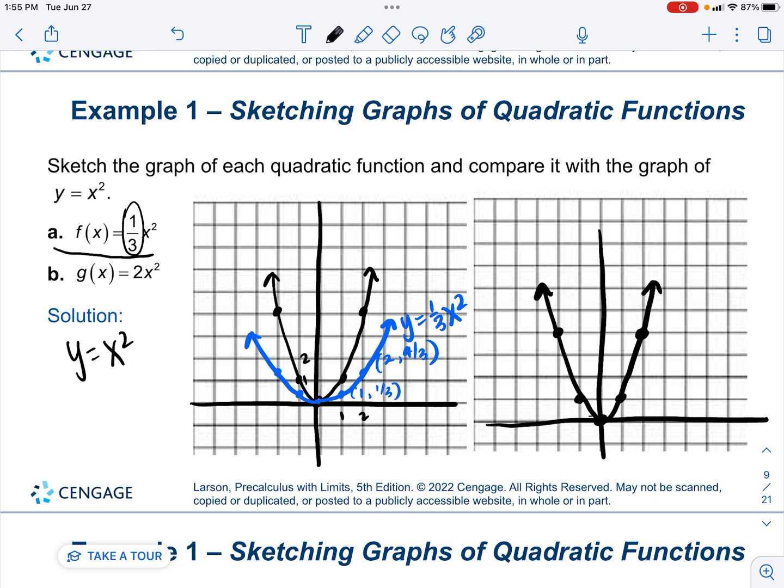And this one has a 2 there. So now my y values are doubled. So instead of over 1 up 1, it's over 1 up 2. Instead of over 2 up 4, it's over 2 up 8. So the x values stay the same and the y values get doubled. So if you plot these points for this parabola, it is a vertical stretch. It got taller, so it looks narrower.